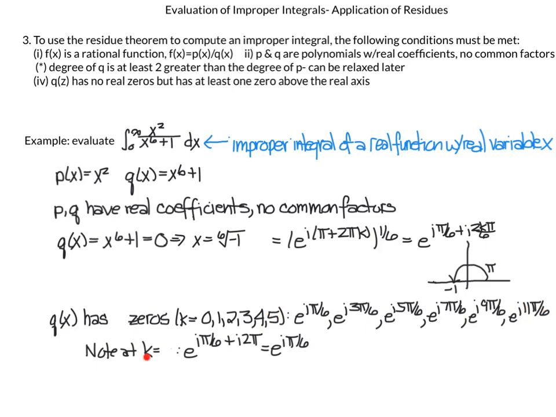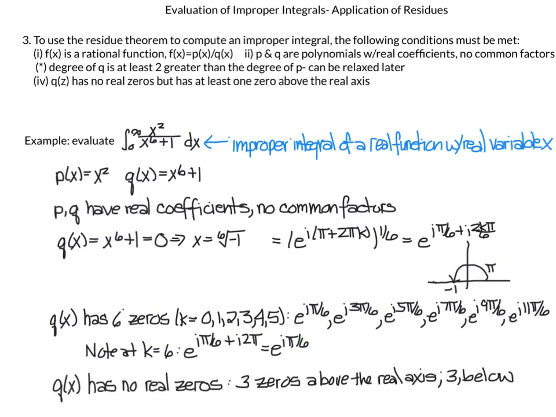Now when we plug in k equals 6, you'll see that we get e to the i pi over 6 plus i 2 pi. In other words, we've come back all the way around to e to the i pi over 6. And you'll notice that q of x has no real zeros. In other words, none of these numbers here are on the real number line.